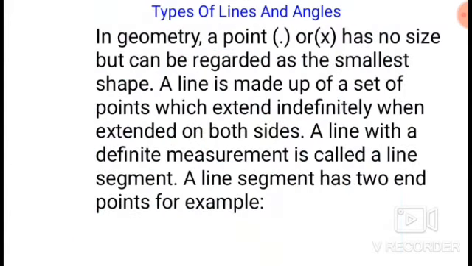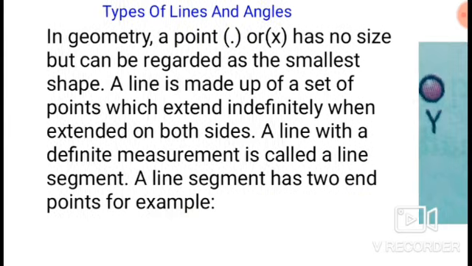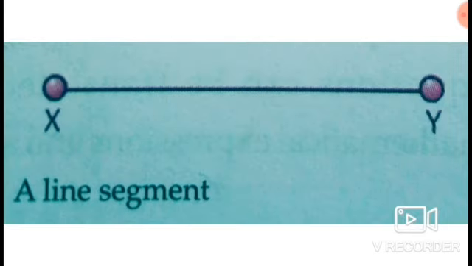Types of lines and angles. In geometry, a point has no size but can be regarded as the smallest shape. A line is made up of a set of points which extend indefinitely when extended on both sides. A line with a definite measurement is called a line segment. A line segment has two ends, both points. For example, as you can see, we have S and Y with a definite measurement. It has been measured. Since it has been measured, it is called a line segment.